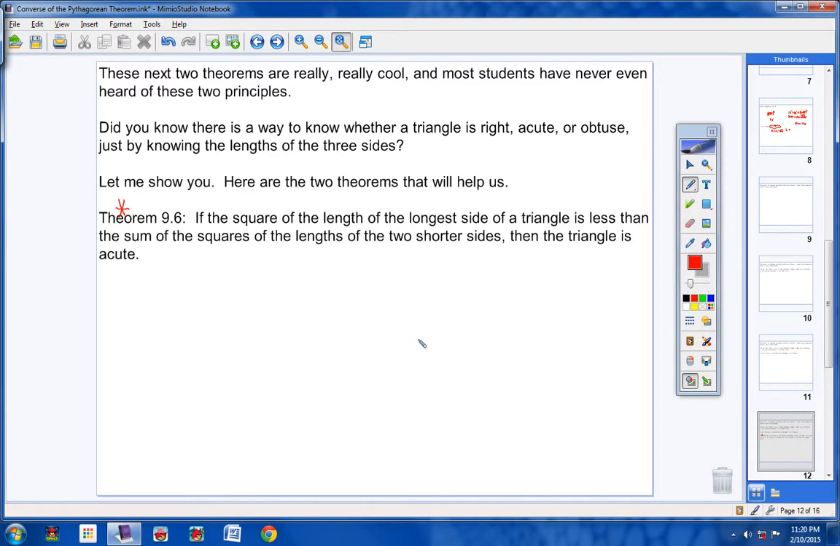Theorem 9.6. Now it sounds confusing, but I will explain this to you very, very well, and I'll make this very easy to understand. If the square of the length of the longest side is less than the sum of the squares of the lengths of the shorter sides, then the triangle is acute. If the square of the length of the longest side of a triangle is less than the sum of the squares of the lengths of the two shorter sides of a triangle, then that triangle is acute. Okay, please copy that down. I'll give you a couple seconds to do that, and then we're going to move on.